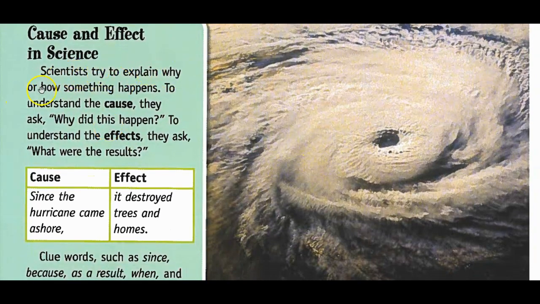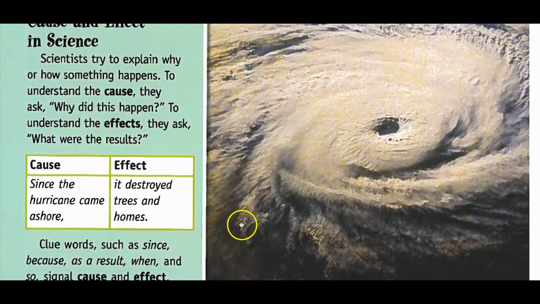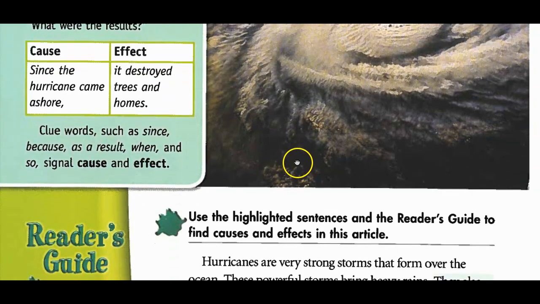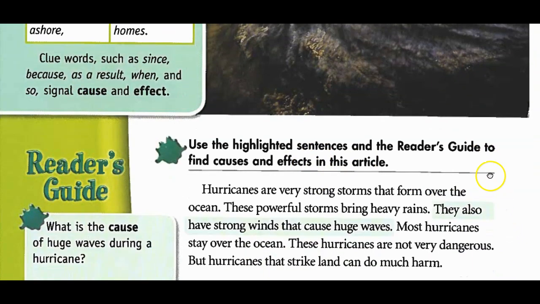Scientists try to explain why or how something happens. To understand the cause, they ask, why did this happen? To understand the effects, they ask, what were the results? So, for example, the cause: since the hurricane came ashore, what was the effect of that? It destroyed trees and homes. Such clue words as since, because, as a result, when, and so are signals for cause and effect. So let's continue.